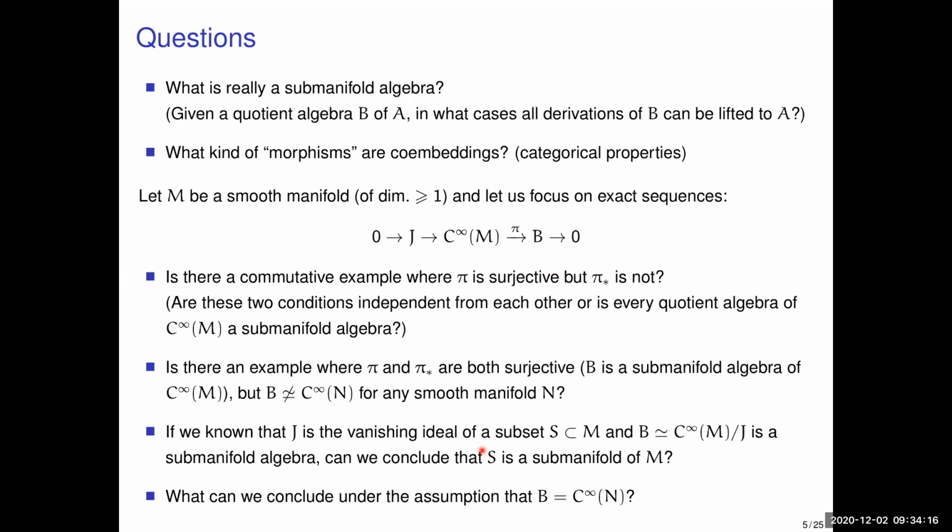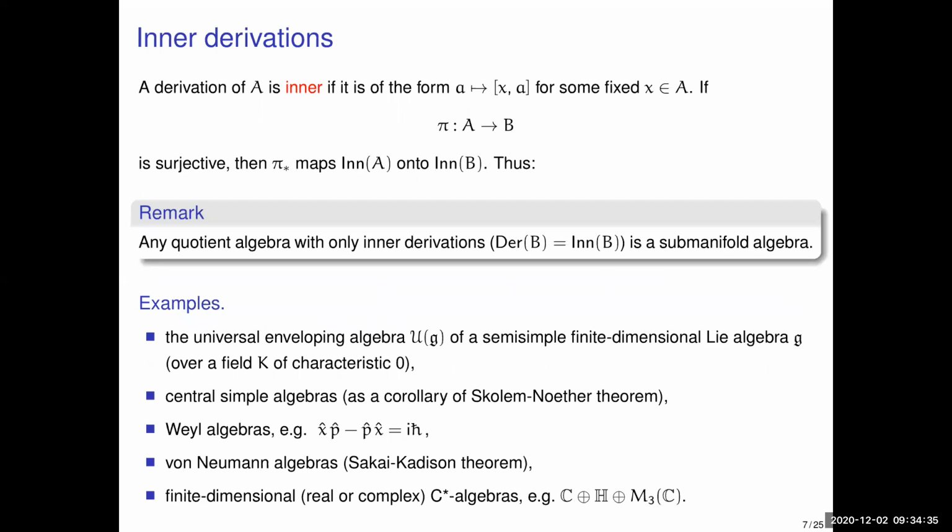Okay. So before discussing these questions about the commutative case, let me start with some initial properties of submanifold algebras. These are observations and results that are already in Thierry's paper, in particular this part about inner derivations.